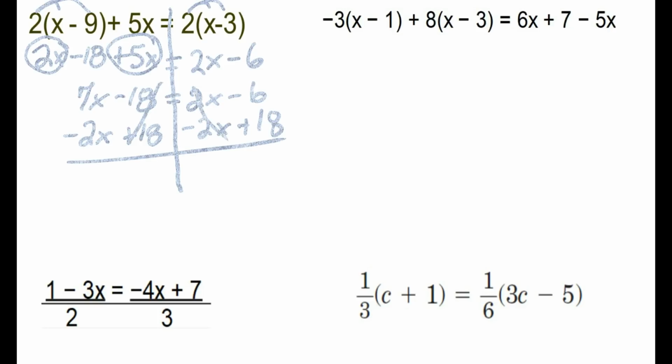Crisscross, remix. And then we get 7x minus 2x is 5x. And then negative 6 plus 18 is 12. What do we do now? We divide by 5, divide by 5. X is equal to 12/5.